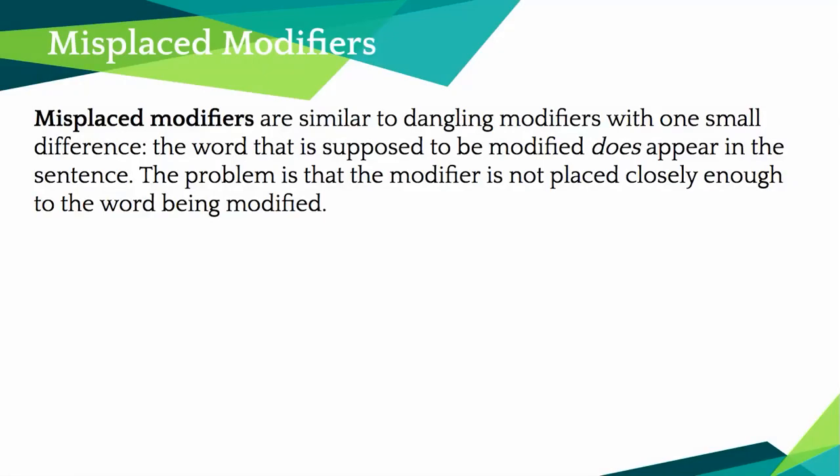Misplaced modifiers are very similar to dangling modifiers. The reason they have a slightly different name is because there's one small difference. With misplaced modifiers, the word that is supposed to be modified, or that the writer intends to be modified, does actually appear in the sentence. So it's not hanging off there, it's just in the wrong place. So we have to move it.